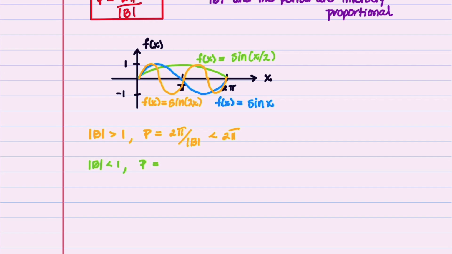If the absolute value of b is less than 1, p equal to 2 pi over the absolute value of b is going to be greater than 2 pi. And this causes our function to stretch horizontally, like you can see in the green graph above.